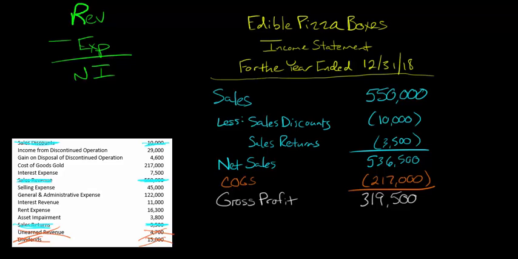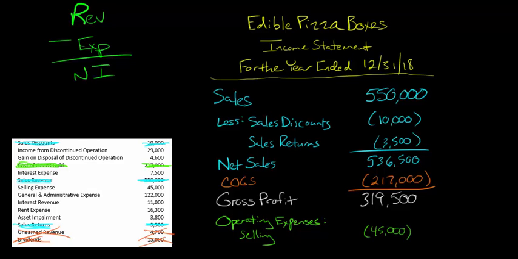So now next up, let me just make sure we cross out cost of goods sold. Now we want to deal with operating expenses. And operating expenses, normally the main thing that comes to mind when I think of operating expenses are SG&A, selling, general, and administrative expense. But that's not the only thing. So we've got selling expense of $45,000.